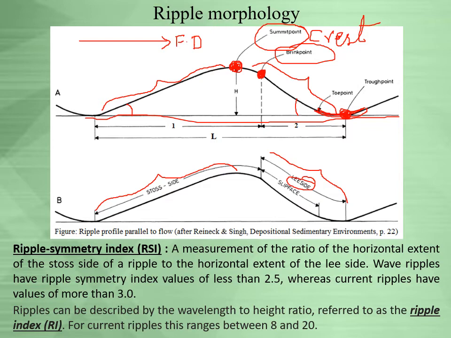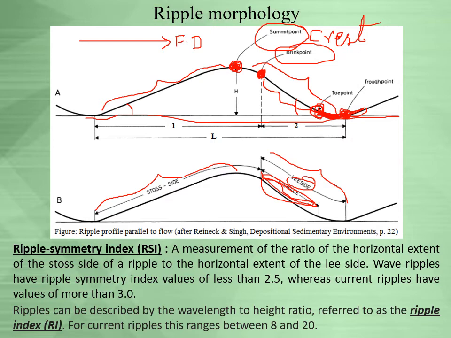Similarly, here you get another point which is known as the toe point. The toe point separates this steeply sloped portion, which is known as the slip face. You can see this is the slip face. This is the maximum steepened portion in the lee side. The toe point separates the slip face from the bottom set, that means from this trough point region portion.